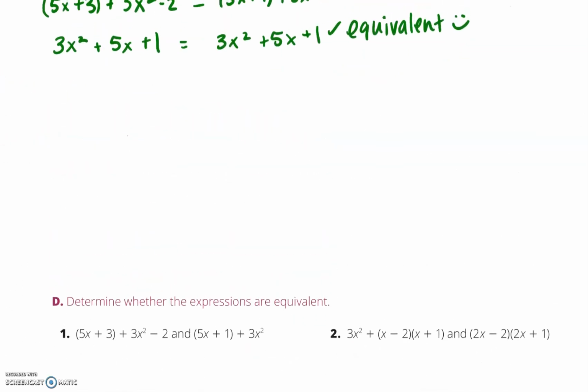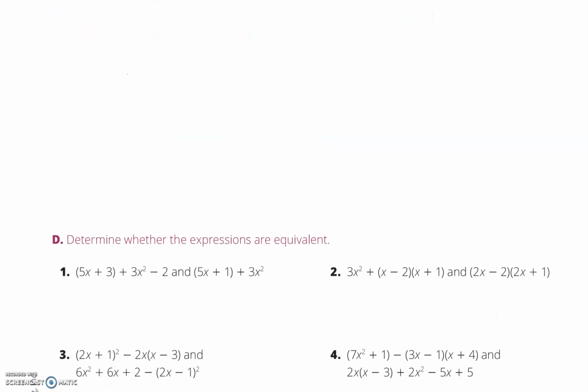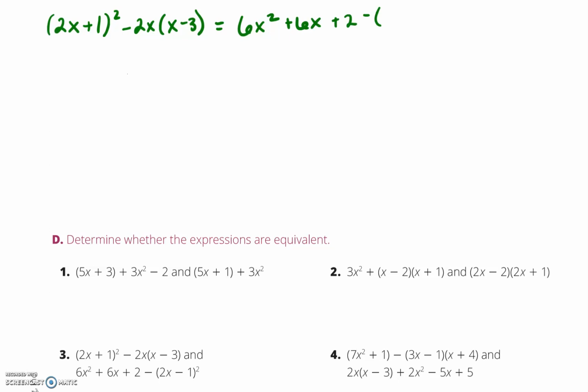All right, let's take a look at number 3. We have 2x plus 1, and that is squared, minus 2x times the quantity of x minus 3. And we want to see if it is equivalent to 6x squared plus 6x plus 2 minus the quantity of 2x minus 1 squared. If you have forgotten how to square a binomial, this is going to be a great opportunity to get a reminder of that.